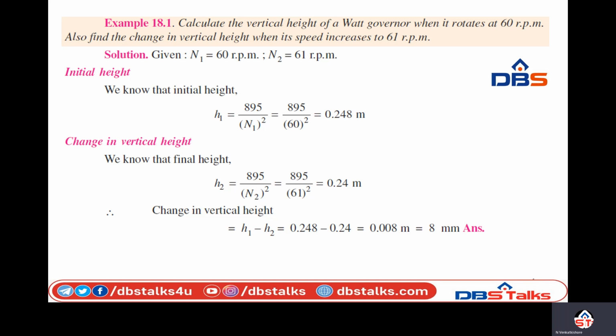So what is the change of vertical height? It is the difference between the heights, that is h2 minus h1 or h1 minus h2, whichever is the highest one. We have noted that the height and the speed are inversely proportional. So for lower speeds, the height will be more. For higher speeds, the height will be less. So h1 minus h2 is equal to 0.008 meters. Simply we can say 8 mm. So this is the change in the height.